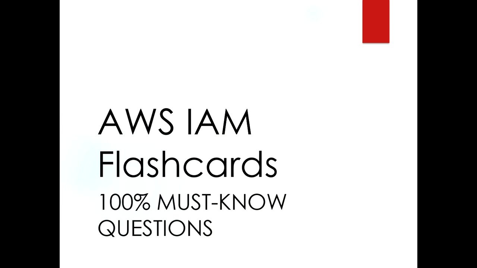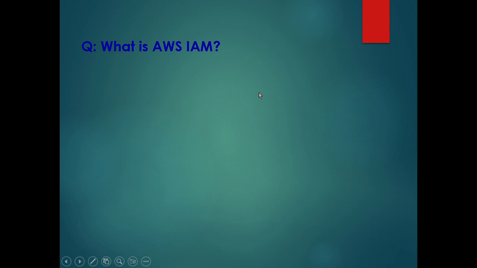In this video, we are looking at AWS IAM flashcards that are 100% must-know questions. Let's go to the first question. What is AWS IAM? It's a service that helps you securely control access to all AWS resources. That is AWS IAM.